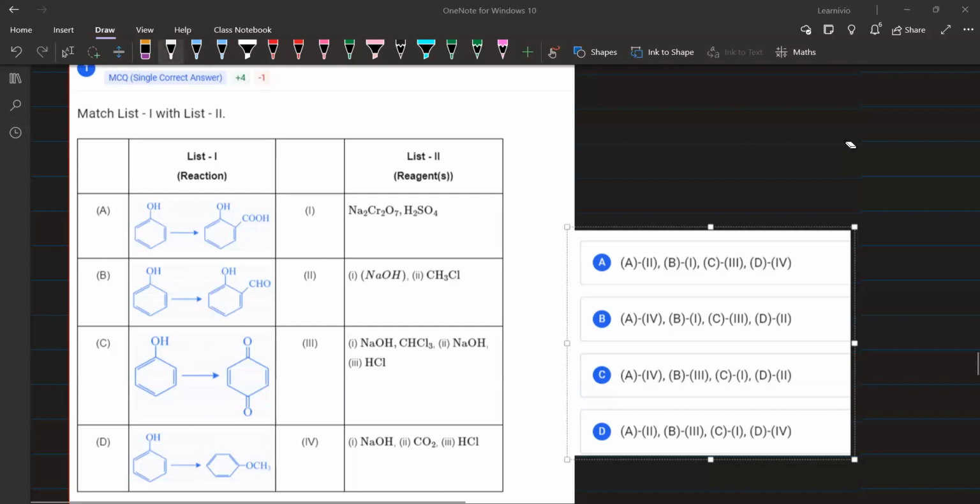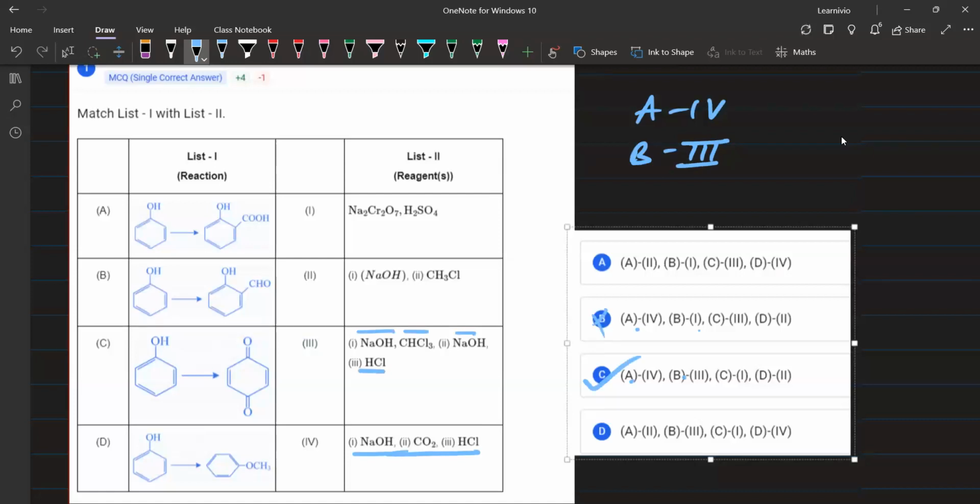Okay, let's look at the first option here. Phenol to 2-hydroxybenzoic acid: the correct option for this is the fourth one, that is NaOH, CO2, and HCl, the Kolbe reaction. Then the next one is the Reimer-Tiemann reaction, that is the third one, NaOH, CHCl3, then NaOH and HCl. Fine, so A is 4 and B is 3. Do we have any option like that? A4, B3, yes, option C will be correct.